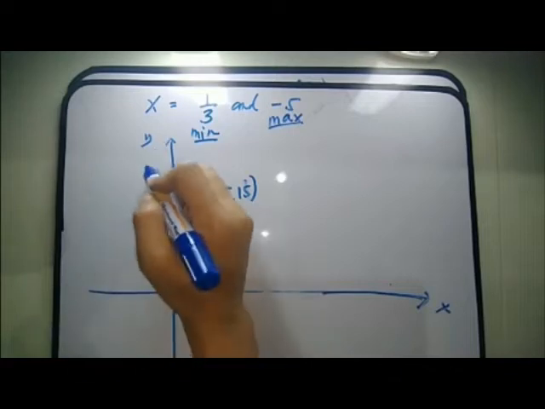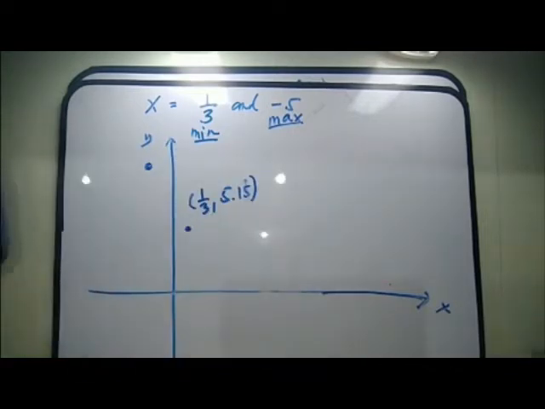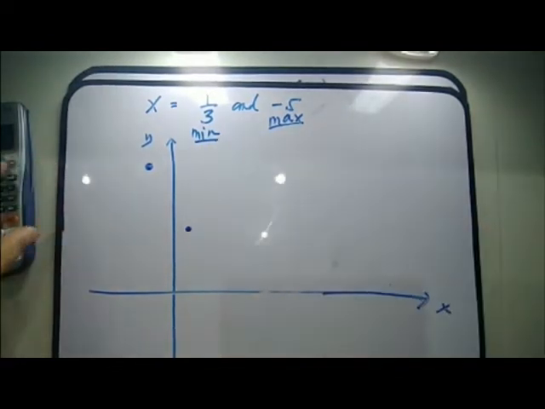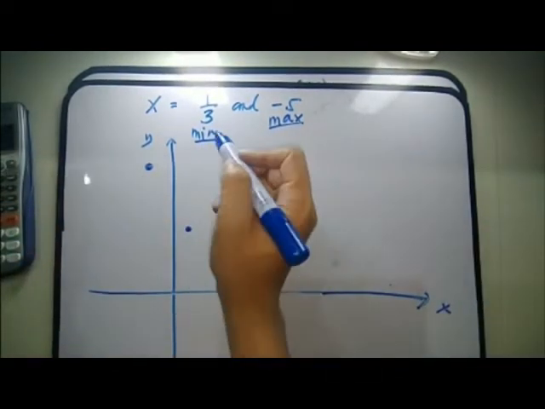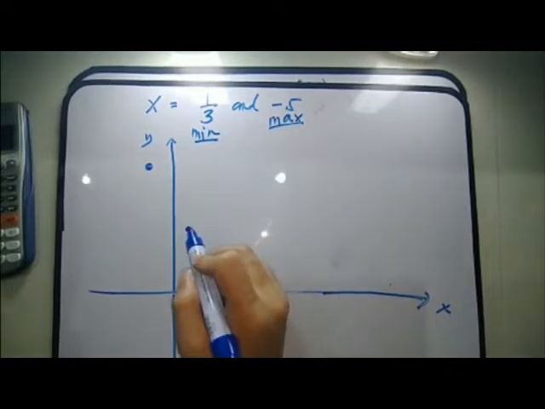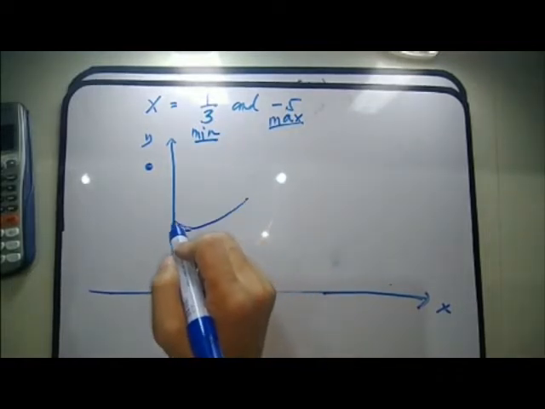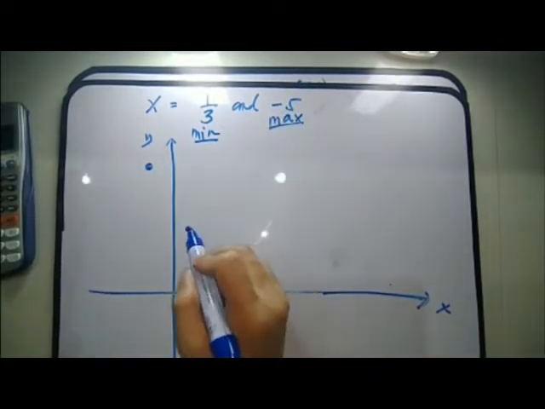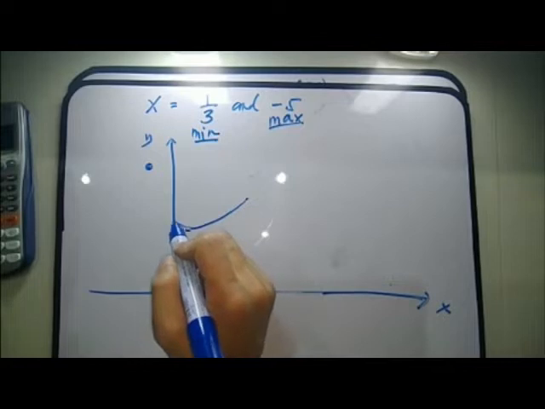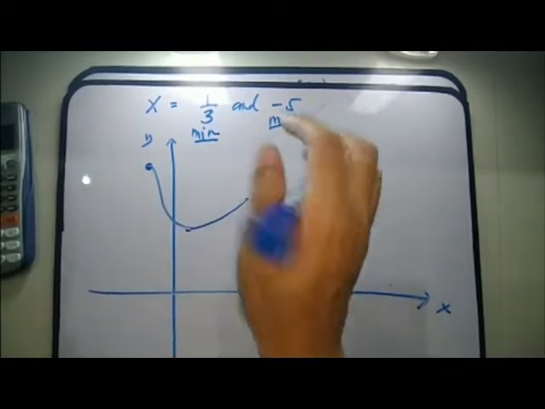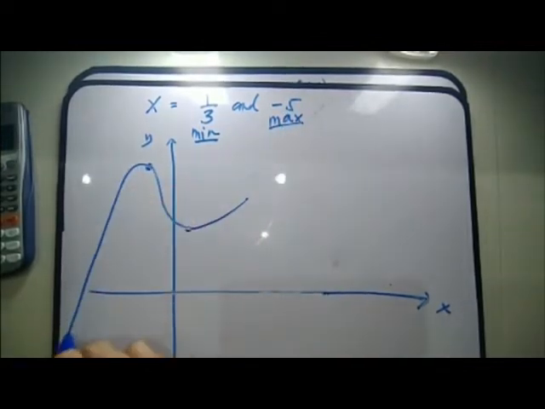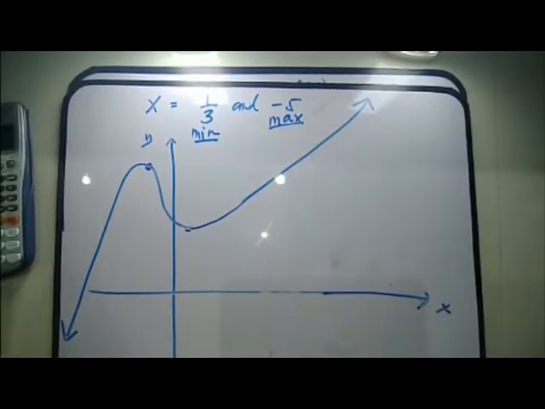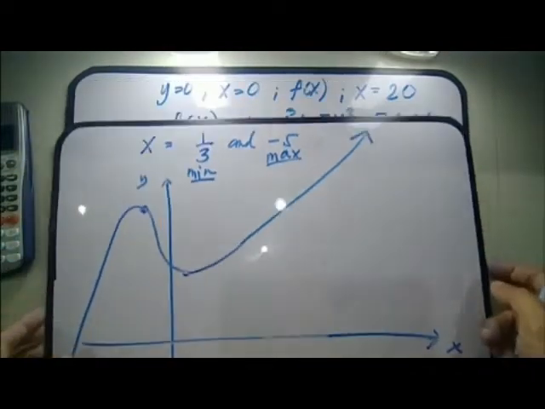So 1/3 gives approximately 5.15. So that is in the first quadrant. So at x is negative 5, you have here 81. So that is in the second quadrant. So negative 5, 81. And then the curvature at 1/3 here in the first quadrant is minimum. Therefore, it is concave upward. And at negative 5, you have here concave downward. So you have this graph. So this is the graph of the function.